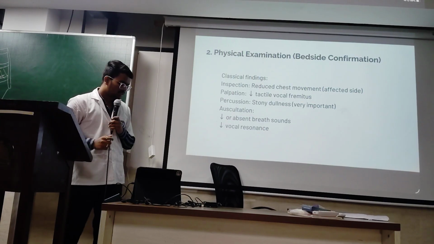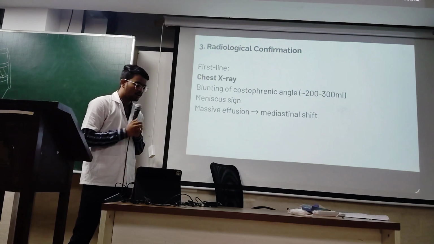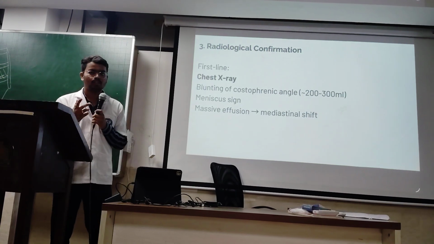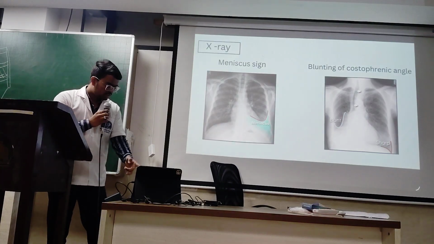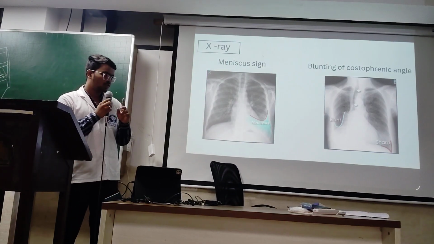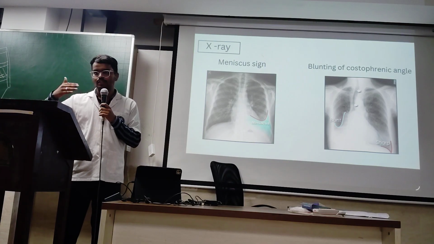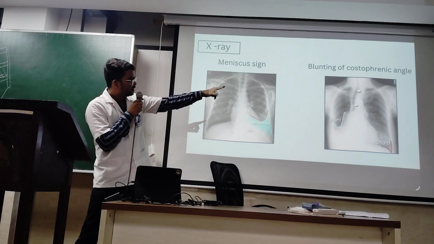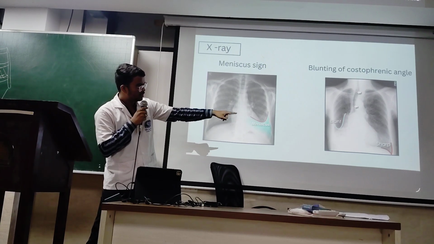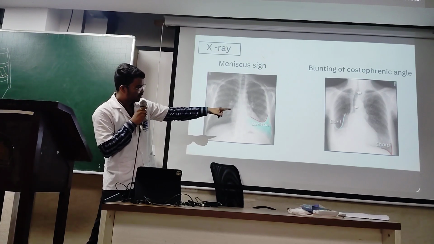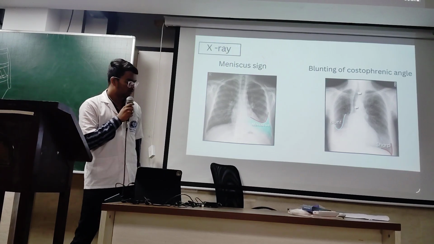Then we further confirm our findings of the physical examination through radiological confirmation. First, we see the X-ray of the patient. In the X-ray, there is blunting of the costophrenic angle. What is the costophrenic angle? It is the angle between the ribs and the diaphragm. In normal lungs the costophrenic angle is sharp, and in pleural effusion we can see blunting of the angle.